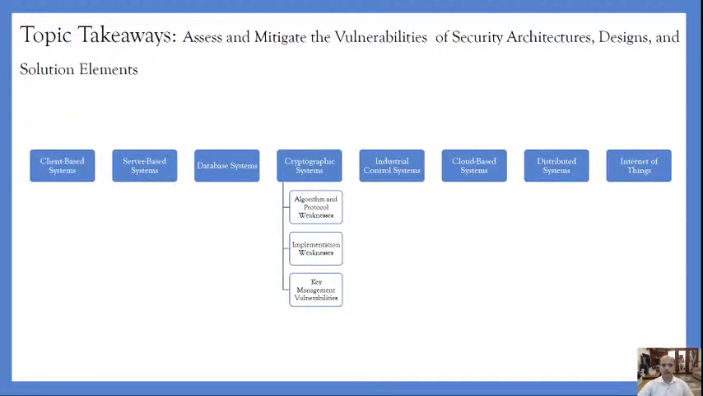Moving to the next topic: assess and mitigate the vulnerabilities of security architectures, designs, and solution elements. Here you need to understand the different architectures, like client-based, server-based, database systems, cryptographic systems, industrial control systems, cloud-based systems, distributed systems, and Internet of Things. In cryptographic systems, further you need to understand algorithm and protocol weaknesses, implementation weaknesses, and key management vulnerabilities. All these parameters you need to understand.